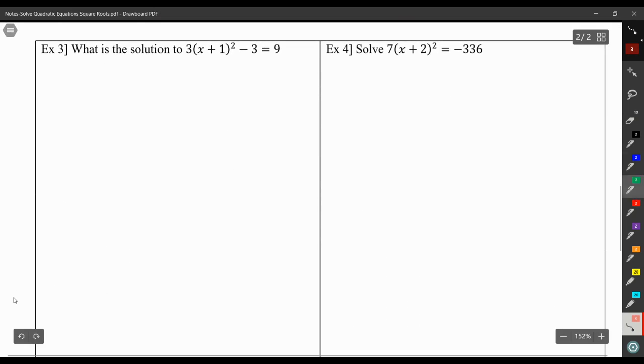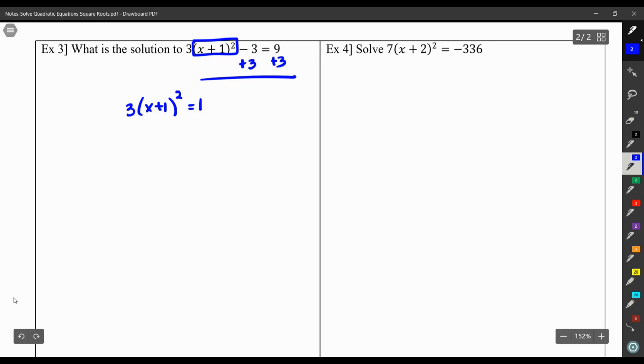So for example 3, we have something squared other than just x. In this case, what's being squared is the entire x plus 1. So we need to get x plus 1 squared by itself. So we need to add 3 to both sides. And so we're going to end up with 3 times x plus 1 squared equals 12. Now, we need to get x plus 1 squared by itself, but we can't distribute out the 3 because order of operations says that exponents must come before multiplication. So instead of distributing in, we're actually going to divide the 3 out. So 3 over 3 makes a 1. So we have x plus 1 squared equals 4.